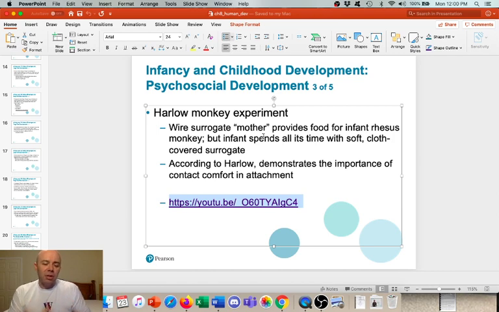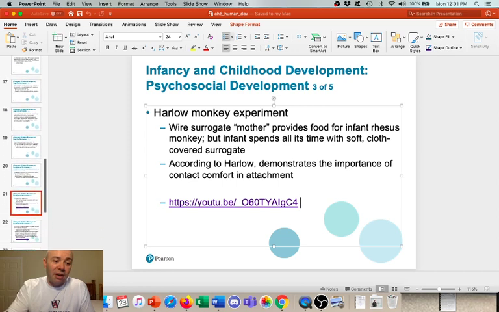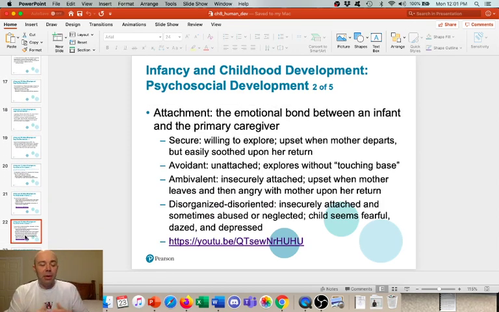And so Harlow's research showed us the importance of contact comfort. As horrible as it is to watch that research, it gave us amazing insight as psychologists as to the importance of contact comfort, which leads us to the next part, and that is attachment. So temperament, contact comfort, attachment. This is a linear process, guys, when we think about psychosocial development.